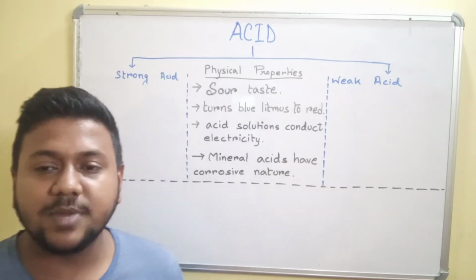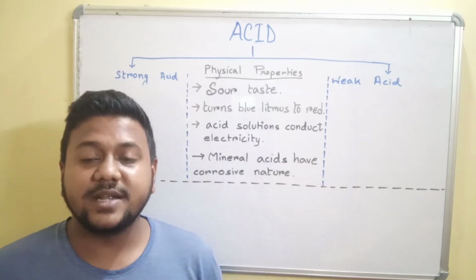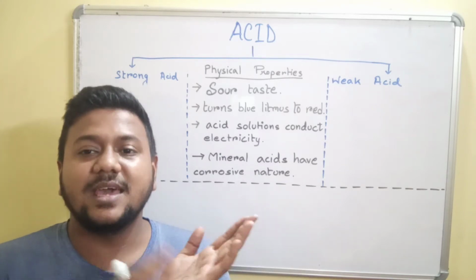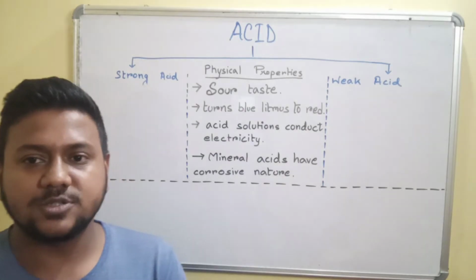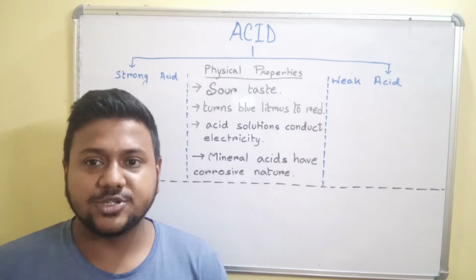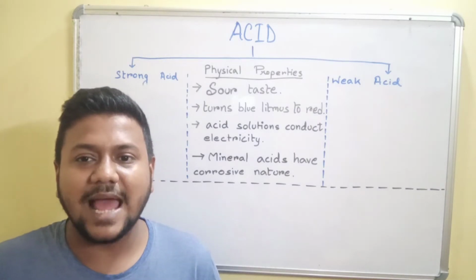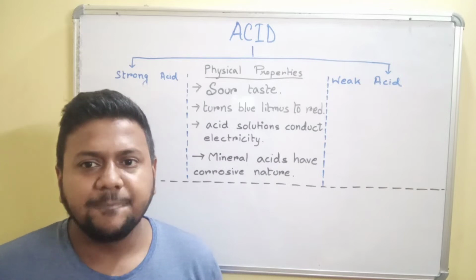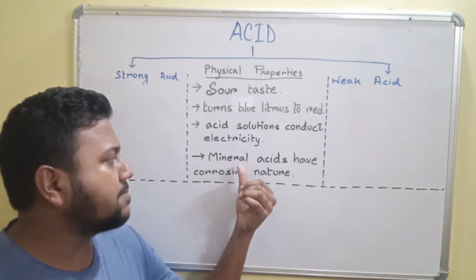What do we understand by corrosive nature? Concentrated strong acids, when they come in contact with our skin, cause a burn. So we should be very cautious before we come to a lab and handle all the different kinds of acids. So let us discuss what a mineral acid is first of all.